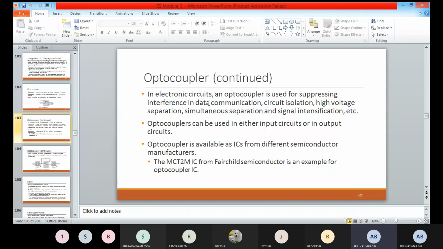Isolation is nothing but disconnecting the two circuits. We can also use this optocoupler for high voltage separation, to vary the voltage between the two circuits. Separation can be done based on our specific application, and signal reduction can also be done with this kind of optocoupler. Generally you can call the optocoupler a switch, an isolation switch, just like a circuit breaker.